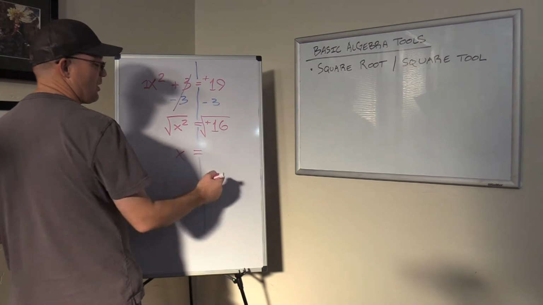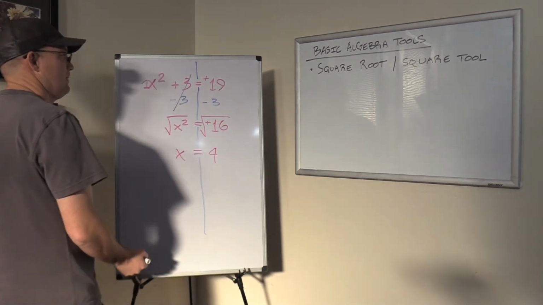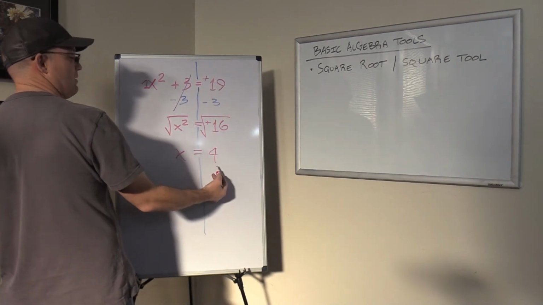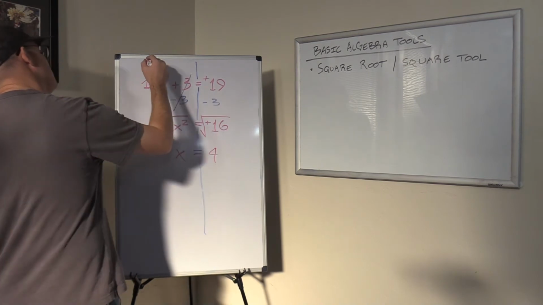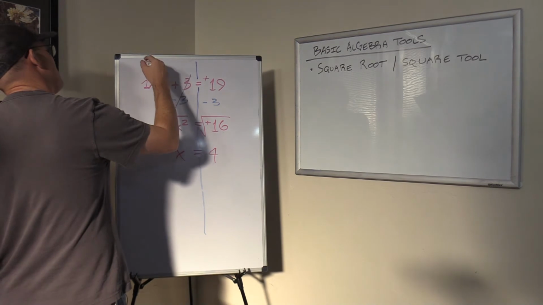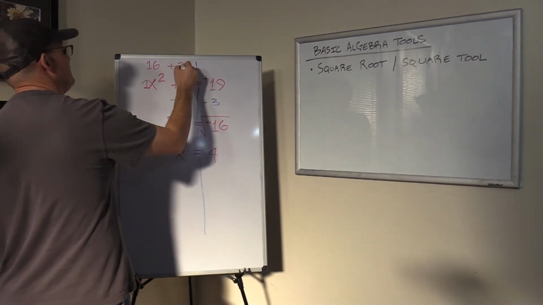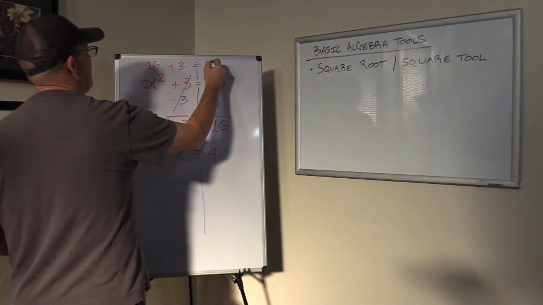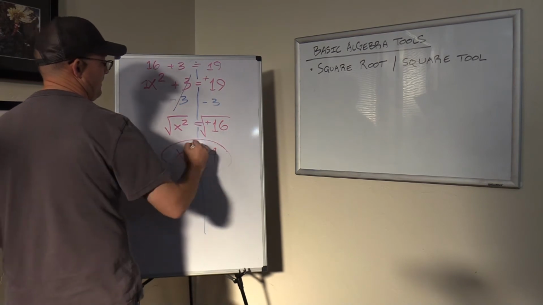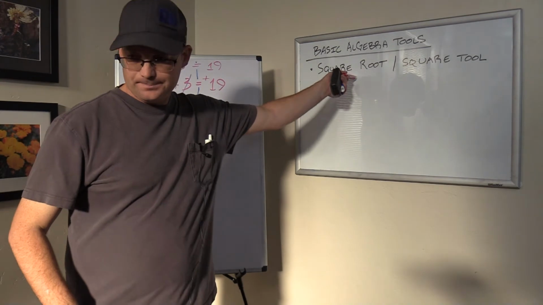Okay, but we've got to take the square root of 16. What's the square root of 16? 4. So let's go back in and plug in the value we solved for x, a value of 4. Let's just do the math. 1 times 4 squared is 16, plus 3 equals 19. The formula checks, the equation checks. We did it right, x equals 4. That's how the square root tool works.